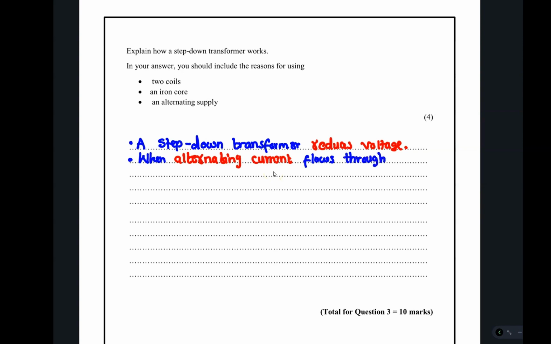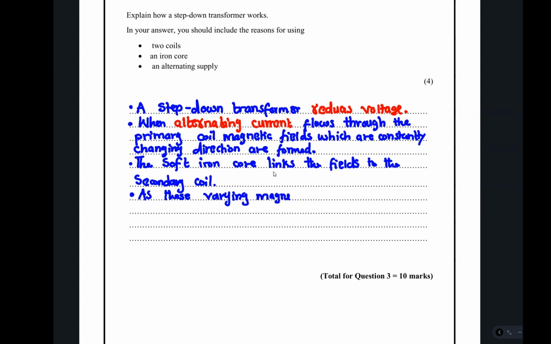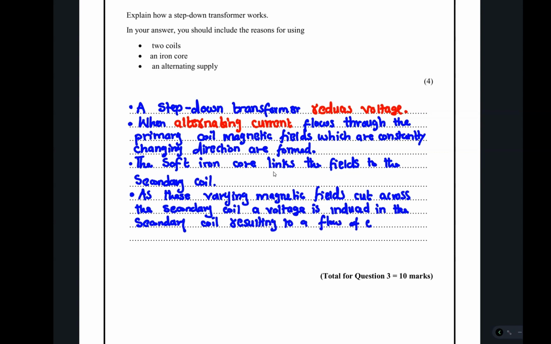So a step down transformer reduces voltage, and when alternating current flows through the primary coil, magnetic fields which are constantly changing direction are created, and these created magnetic fields are linked to the secondary coil by the soft iron core. As the varying magnetic fields cut across the secondary coil, a voltage is induced in the secondary coil, which results in the flow of a current in the secondary coil.